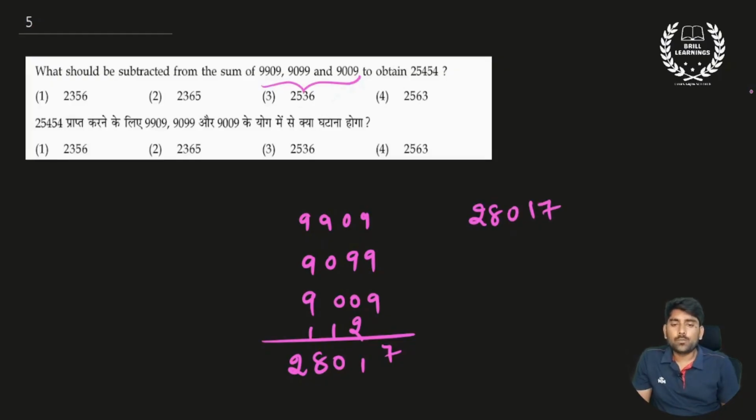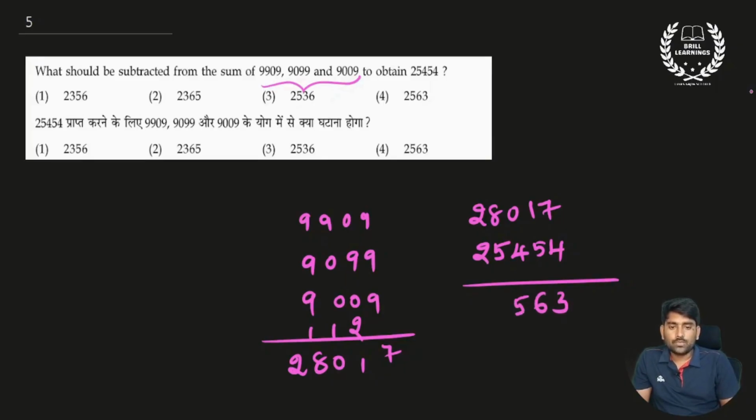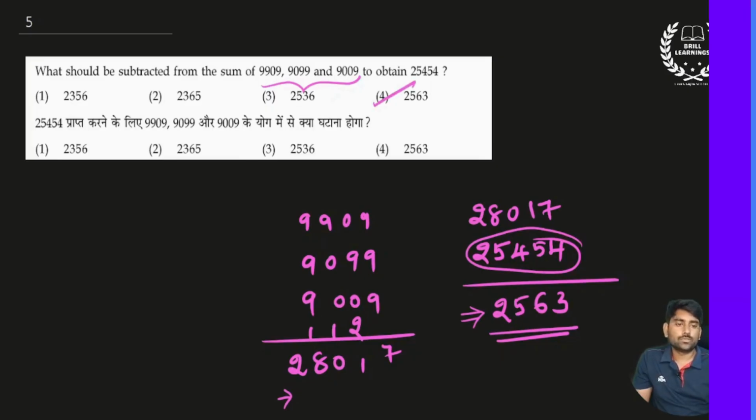From this amount, if I deduct 25,454, that is our answer. 7 minus 4 is 3, 11 minus 5 is 6, 9 minus 4 is 5. So 2563 is our answer. If I deduct this 2563 from this value, I will get this value. This is our answer. Let's move on to the next question.